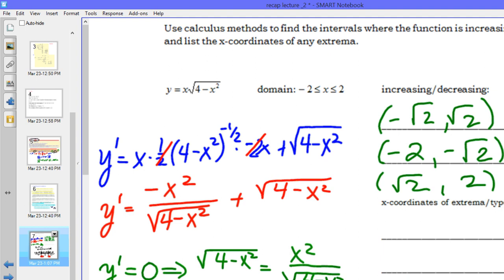And then our places, the x-coordinates where we have extrema: we have a min at x equals negative root 2. We have a max at x equals positive root 2.